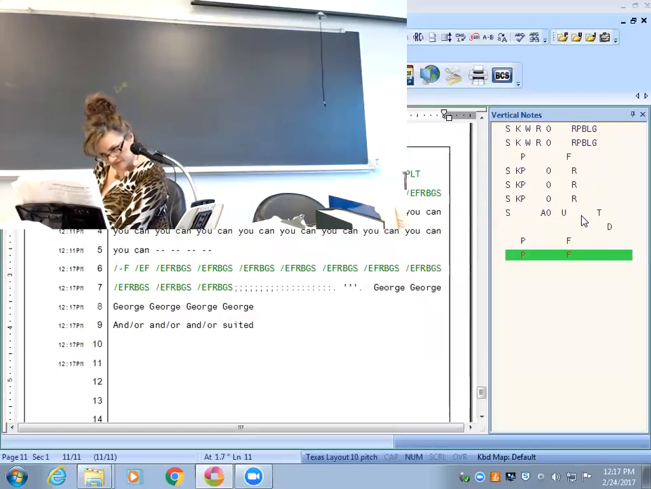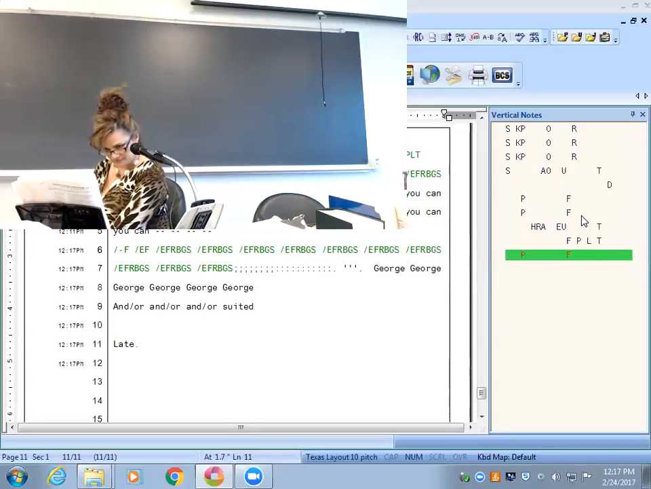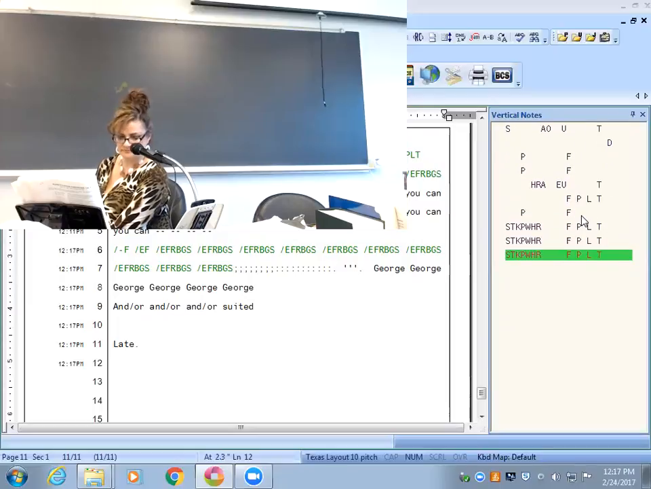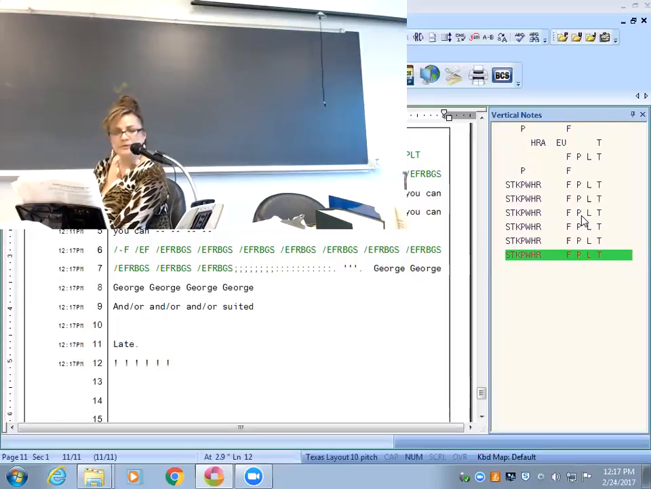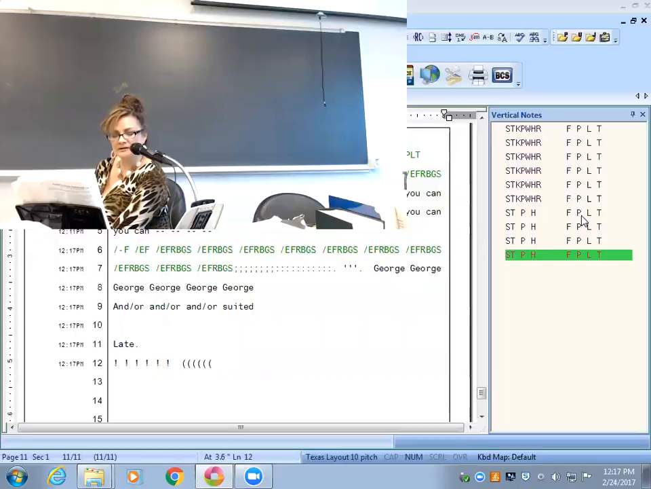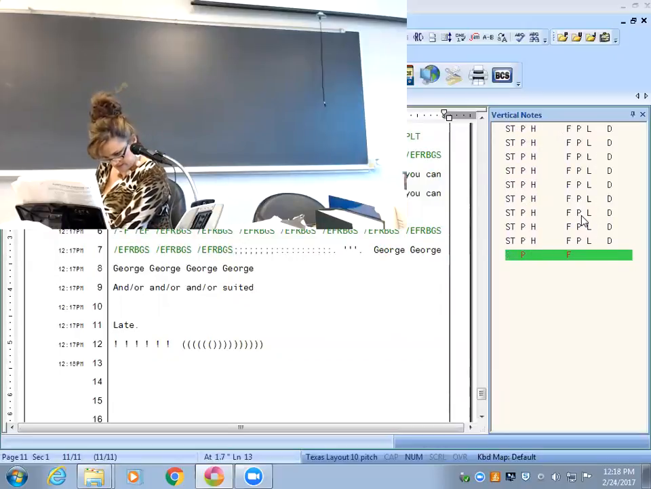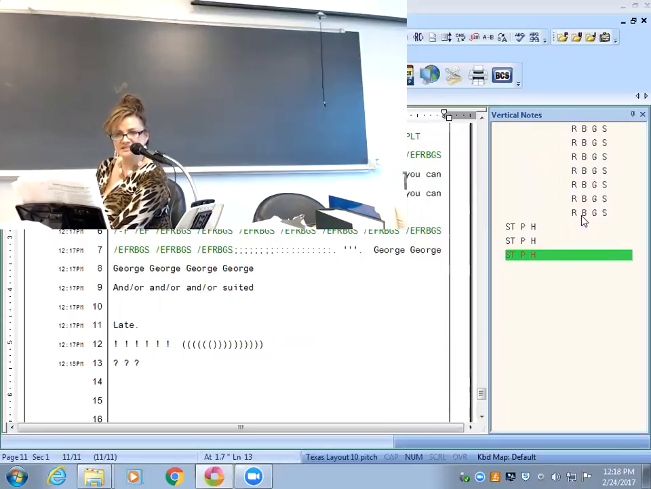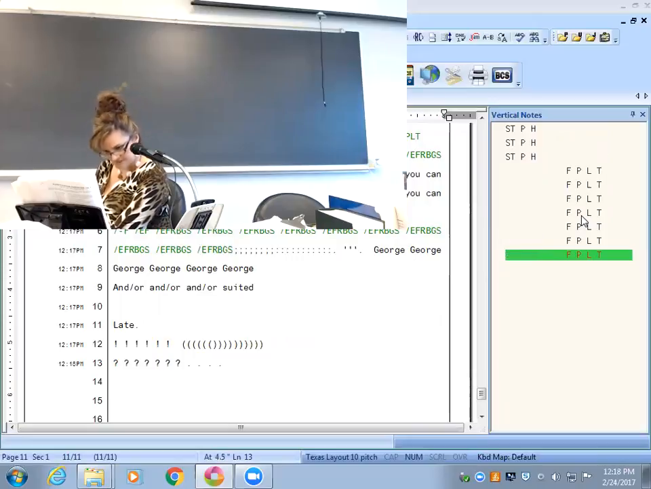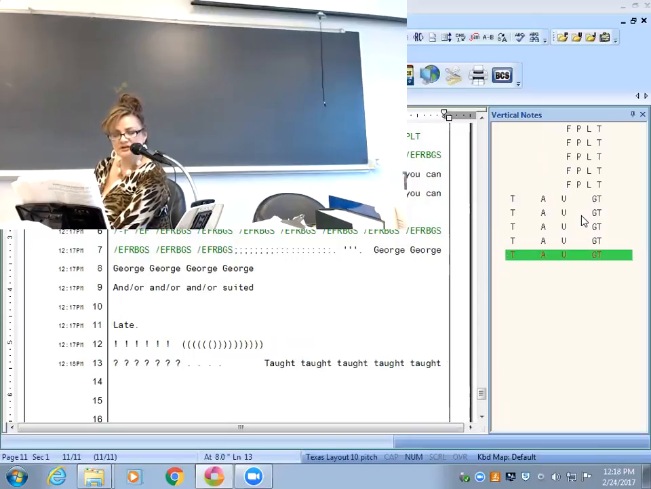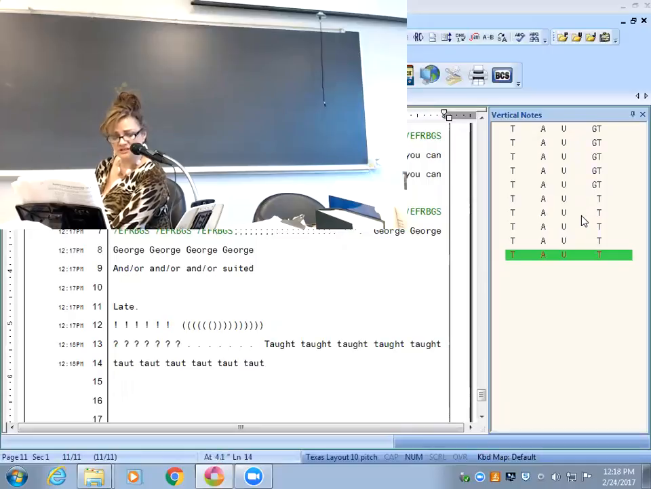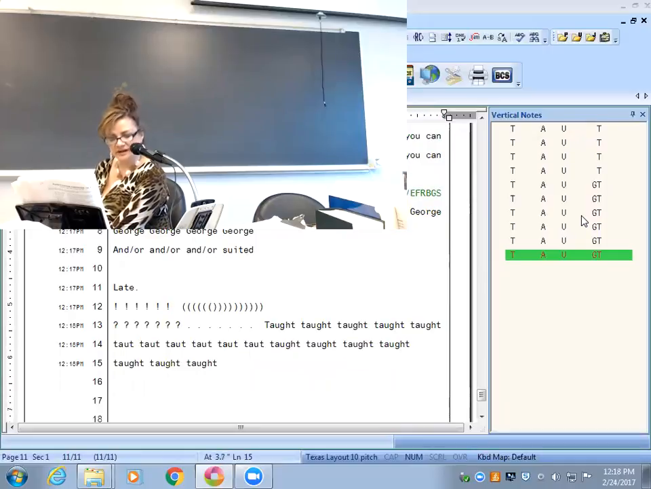You have late, L long AT. Exclamation point is the left bank with the period. Opening parentheses, top bank, close the parentheses, add the D instead of the T. Comma, RBGS, question mark, STPH. Period, FPLT. Taught, TAUGT. I think you can also write TAUT. No, TAUGT, because that's a sound-alike.